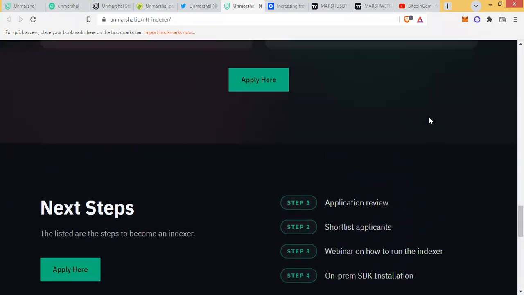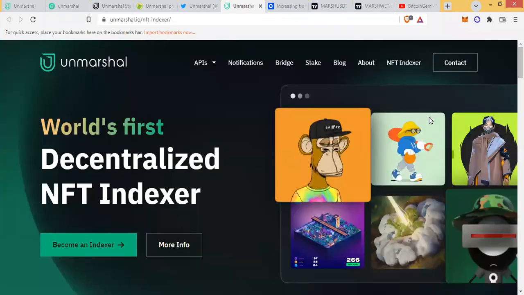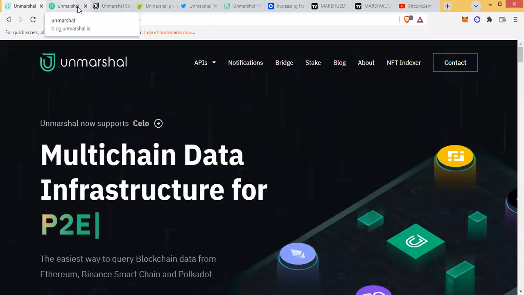And if you're looking to join, run a node, or become an indexer, you can do that. But as I told you, these are all different and interesting applications for Marshall, and hence I find this project interesting.